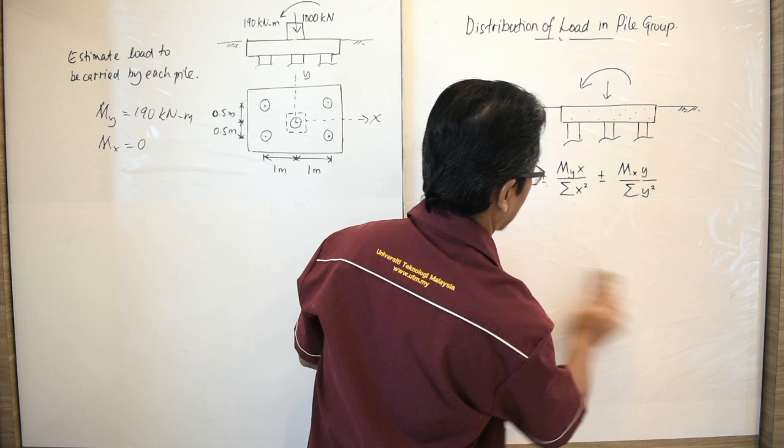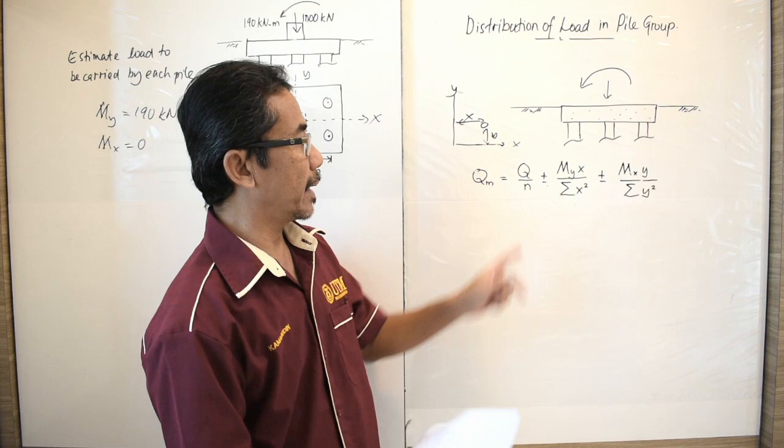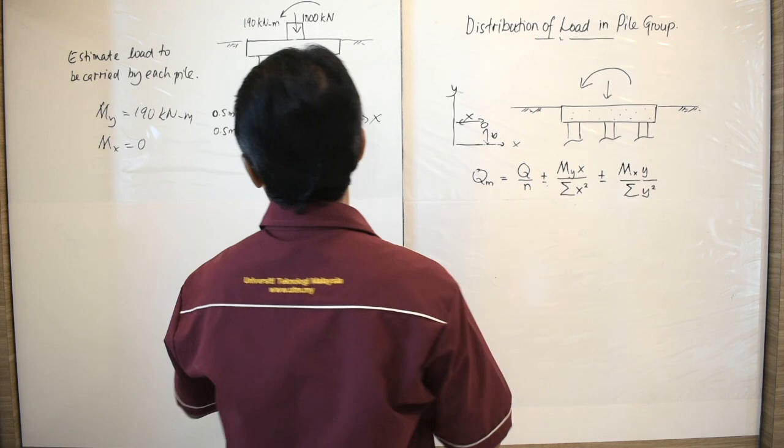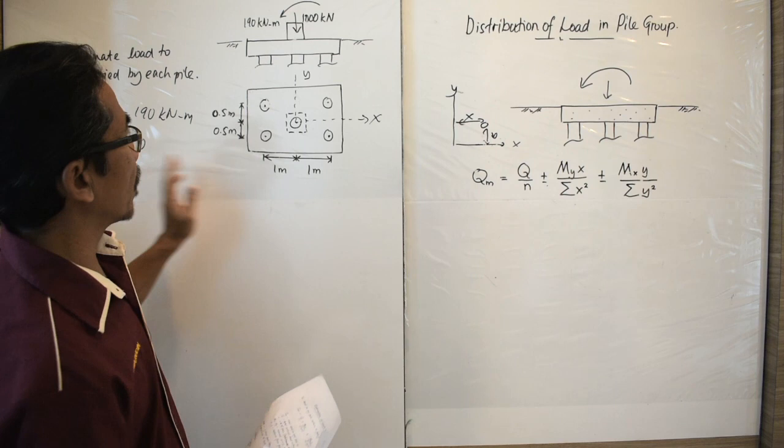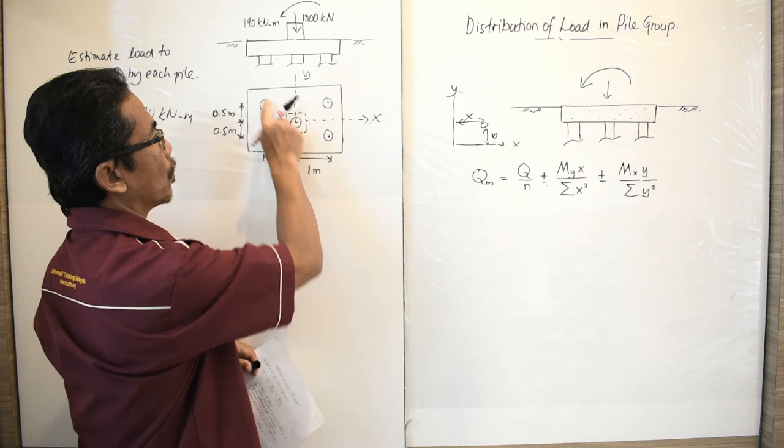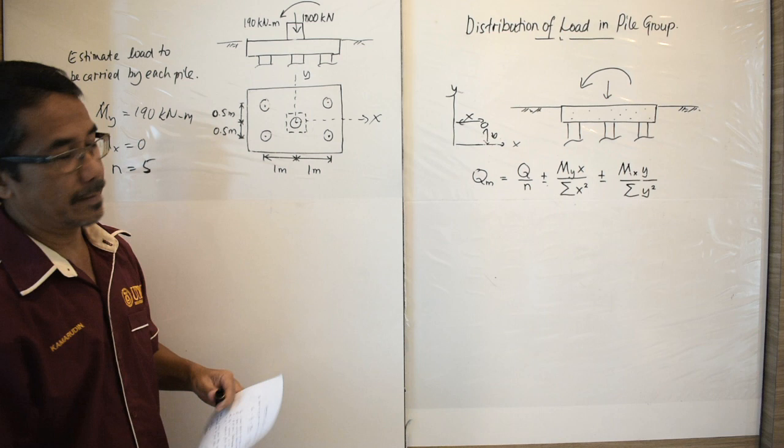And then we identify the value of each item in this equation. So after we have identified that 190 kN is the moment about y-axis, Mx, the moment about x-axis, is 0. So n here is the number of piles: 1, 2, 3, 4, 5. So n equals 5. Okay. And then let's calculate the summation of x squared.